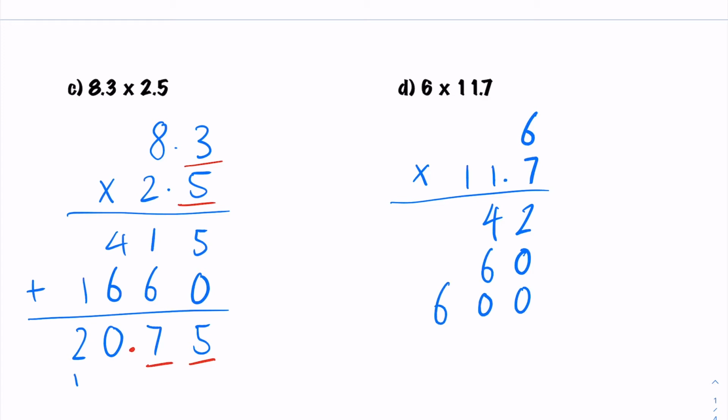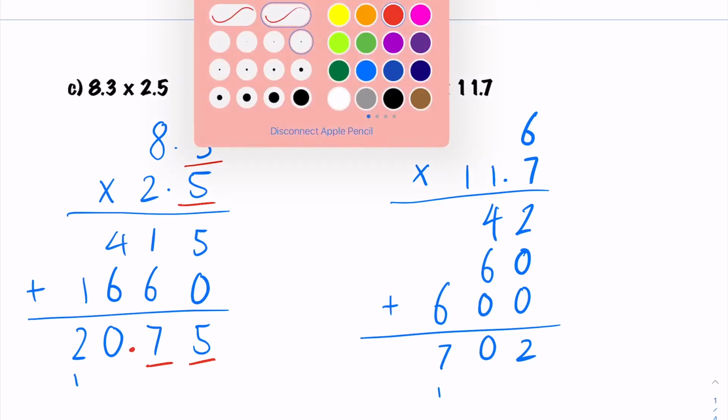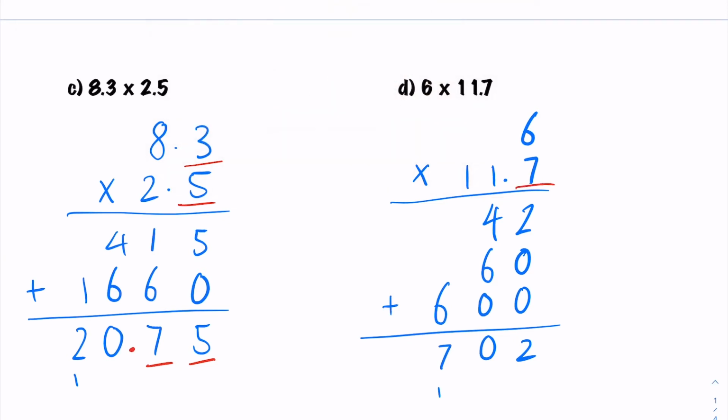6 times the 1 finally is going to give you another 6. And so adding all of these together, it's going to give you, well, 2 plus 0 plus 0, which is going to be 2. 4 plus 6 plus 0, which is going to be 10. 6 plus 1 is going to be 7. So you get 7, 0, 2. And again, looking at the original numbers, there is only one number after the decimal place, so that's going to be the same at the end. So you get 70.2 as your final answer.